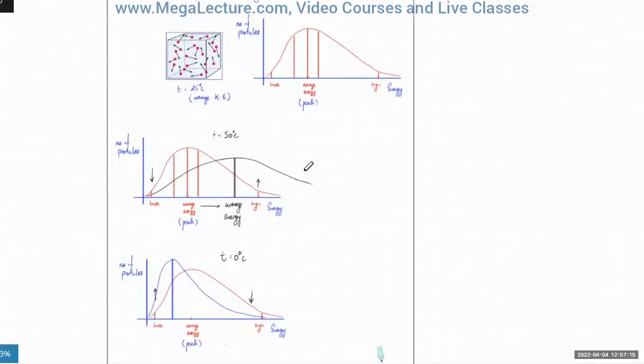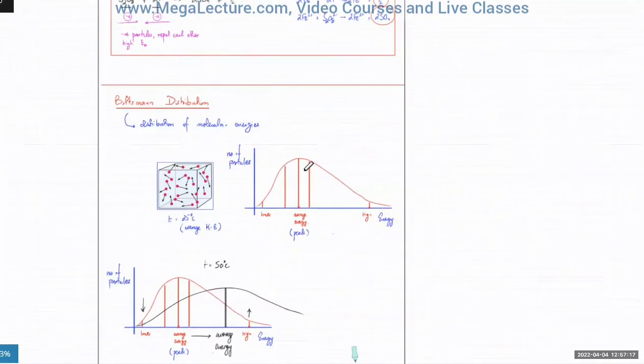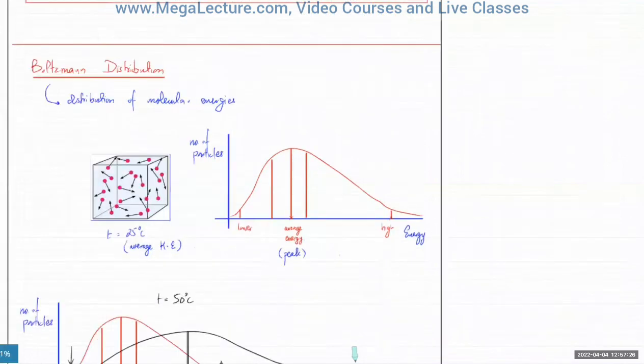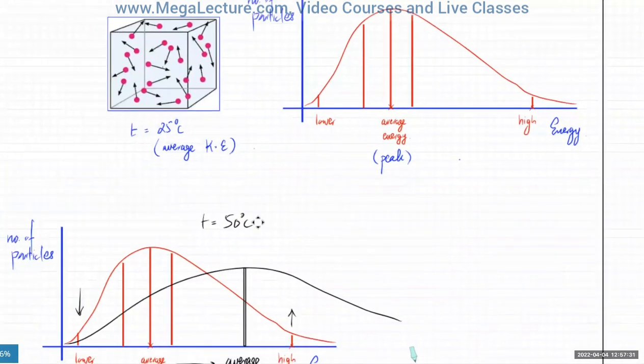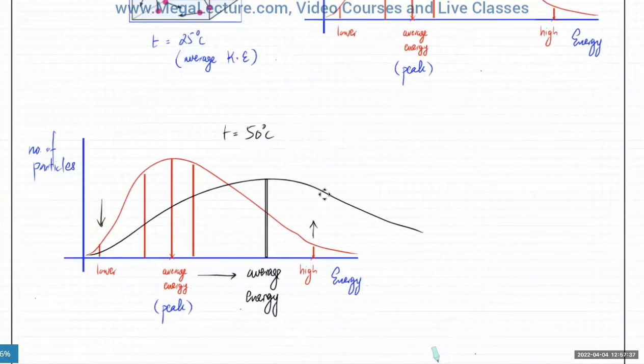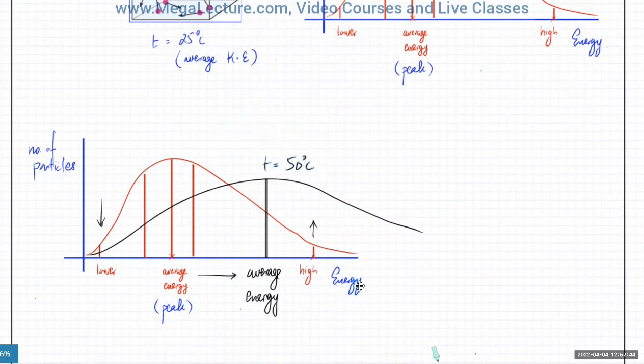The only thing is, you're going to get two types of questions on this. One is, they won't ask you to sketch this, but you'll be asked to plot or sketch the Boltzmann distribution at a higher temperature. At the higher temperature, this is what the graph would look like. This would be the higher temperature graph.